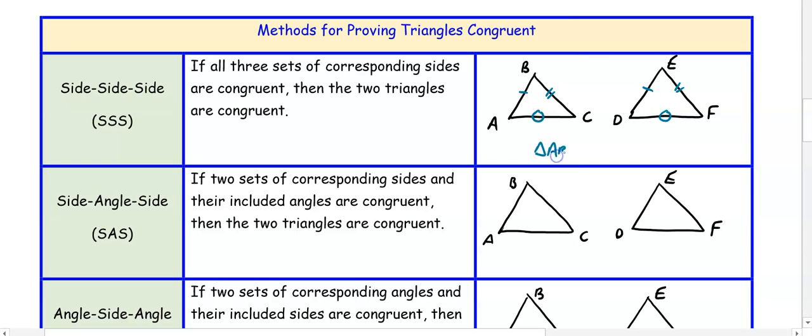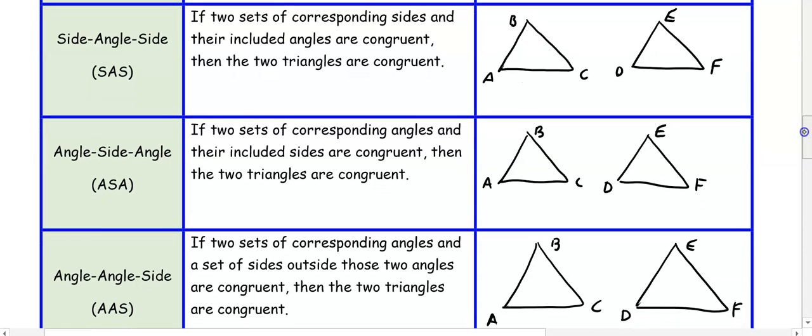So we would have triangle ABC is congruent to triangle DEF by side, side, side. The 3 S's stand for all of the sides. In number 2, we have side angle side. There are 2 S's representing sides, and there is an A representing angles. If 2 sets of corresponding sides and their included angles, and included angles is important, are congruent, then the 2 triangles are congruent.